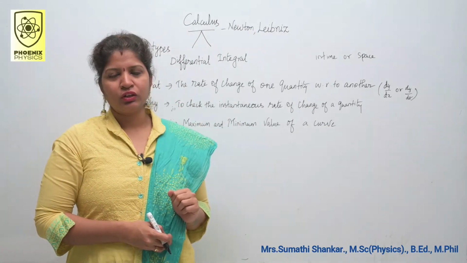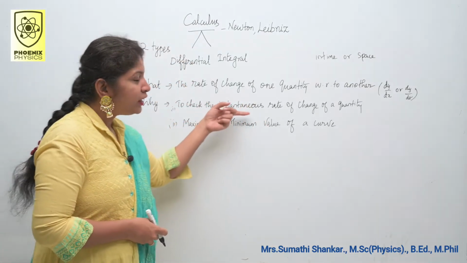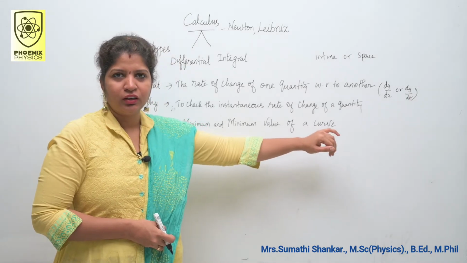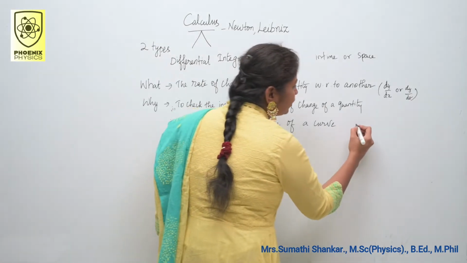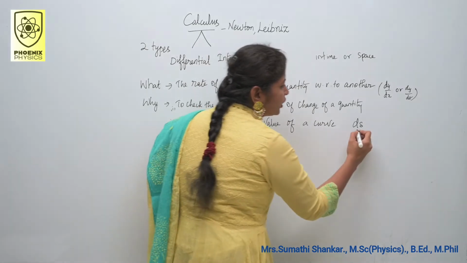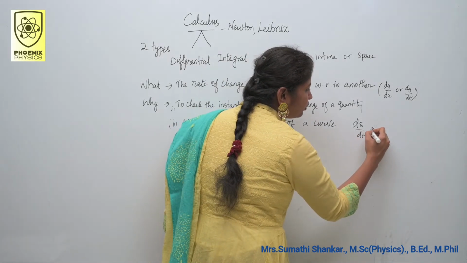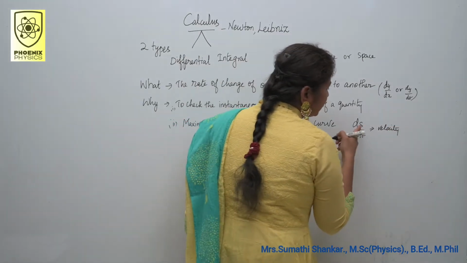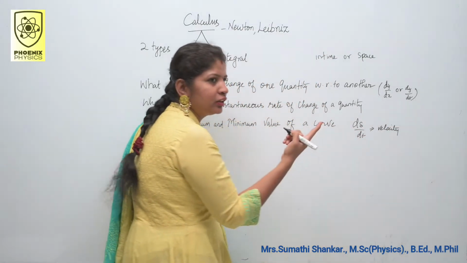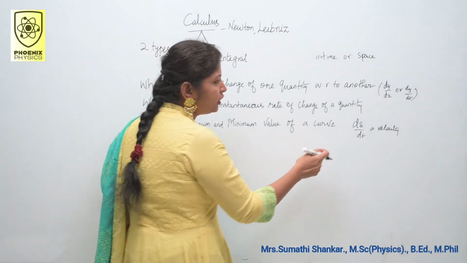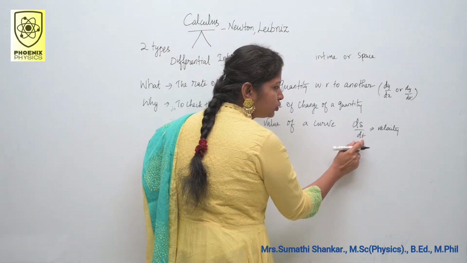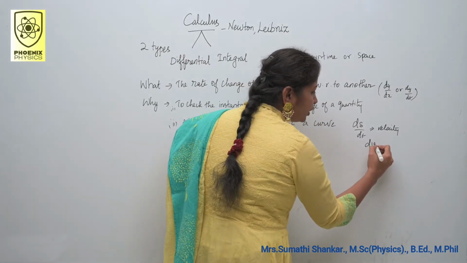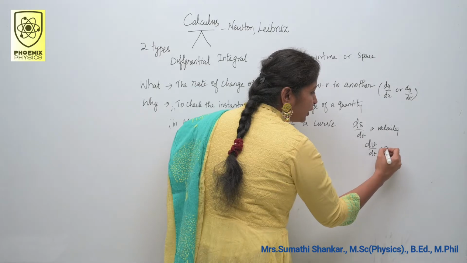Why do we use calculus? To check the instantaneous rate of change of one quantity with respect to another. For example, the derivative of displacement of the object with respect to time will give velocity. What is velocity? Distance travelled by time taken is nothing but velocity. So, the derivative of displacement with respect to time gives velocity. In the same way, the derivative of velocity with respect to time gives acceleration.